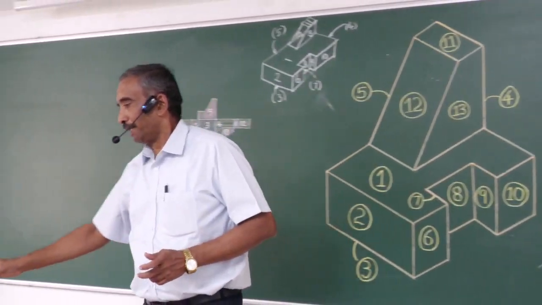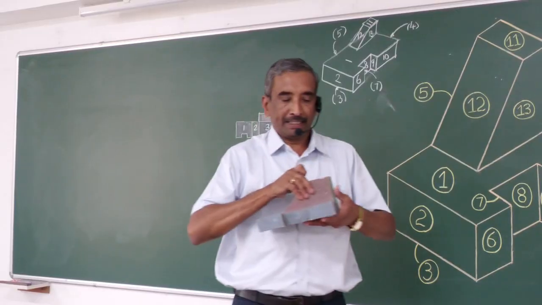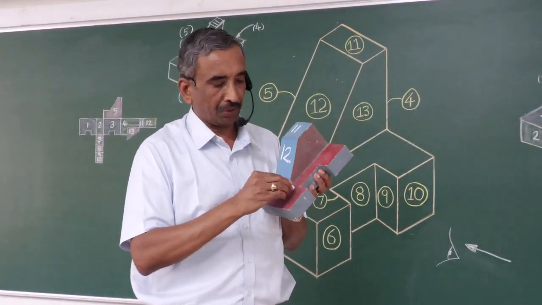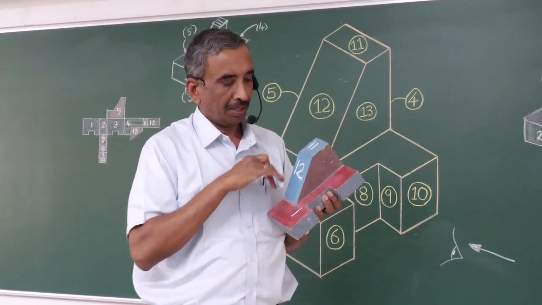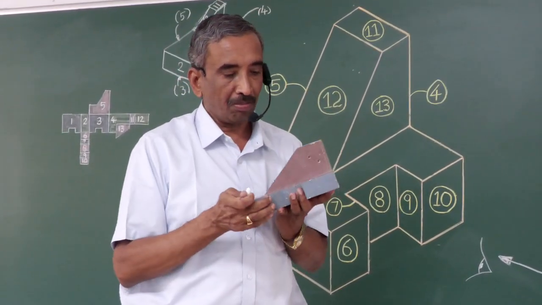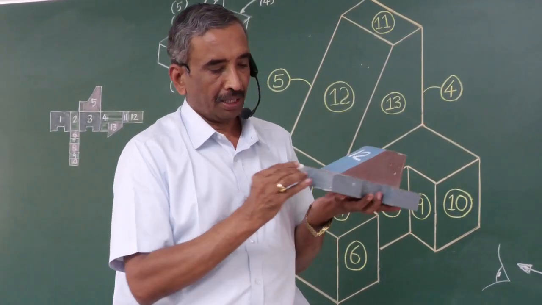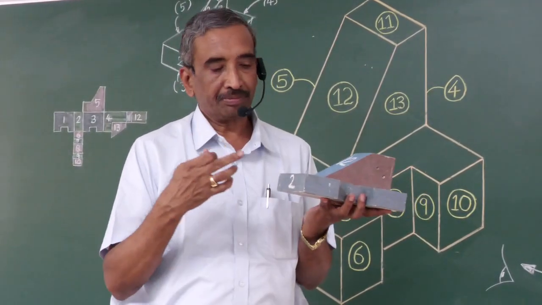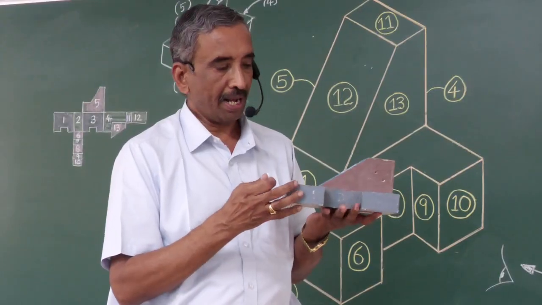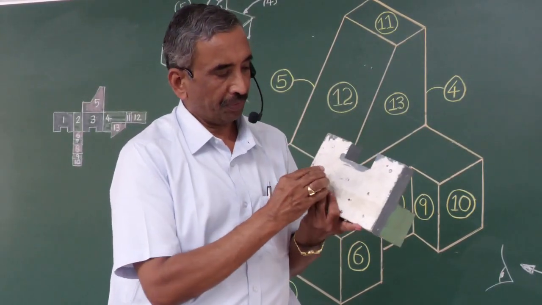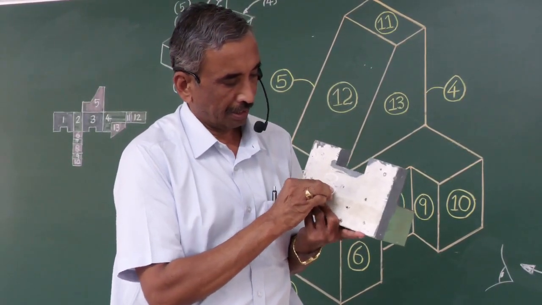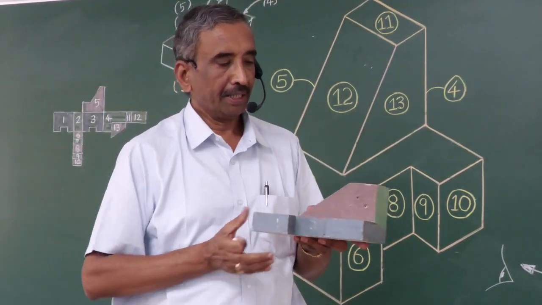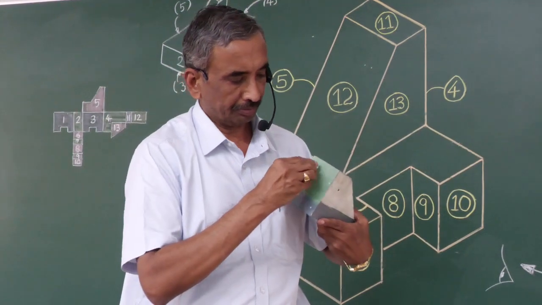Now let me write on the wooden model. This is face 1, the top face of the bottom rectangle. This is face 2, so that you can recall it, and this is my face 3, the bottom of my object, and this is my face 4.